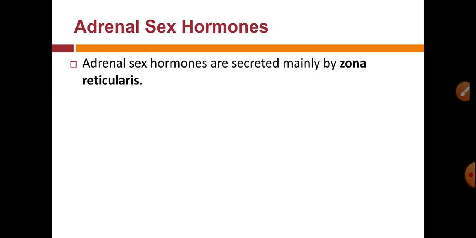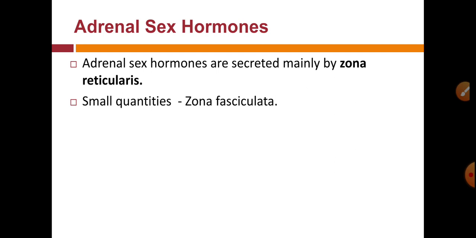As we have seen in the previous lecture, aldosterone, that is a mineralocorticoid, is secreted from zona glomerulosa. Then the next zone or the middle zone is zona fasciculata. From this zone, glucocorticoids are secreted, while from the innermost zone, that is zona reticularis, adrenal sex hormones are secreted. So the source of secretion is zona reticularis.